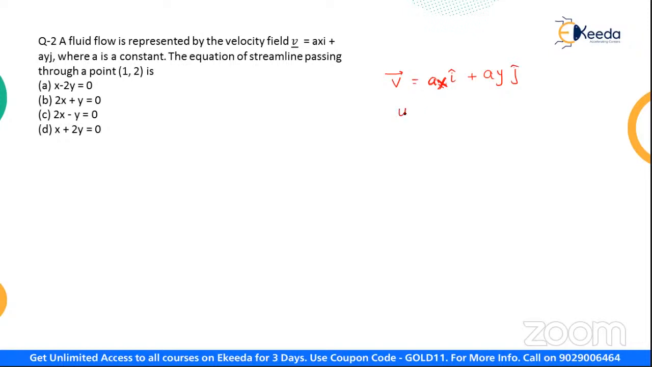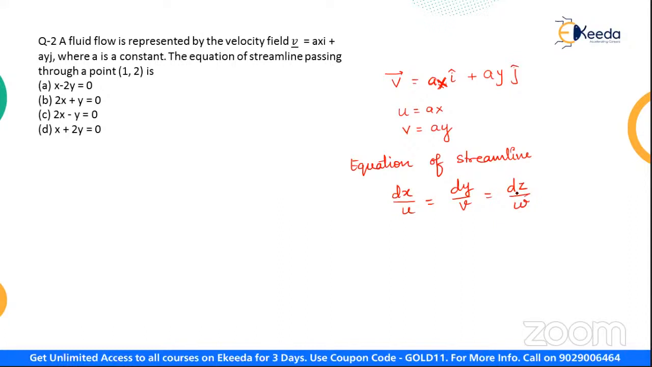Now from the velocity vector that we are having, u will be equal to a into x, and the v component of the velocity vector will be a into y. Now the equation of streamline can be written down as dx by u is equal to dy by v is equal to dz by w. Now this is the equation of streamline for 3-dimensional flow. If the flow is 2-dimensional, as in the case in the given problem, because here we are having only 2 components, then we will be considering only this portion of the equation of streamline.